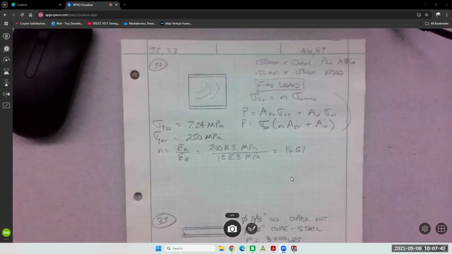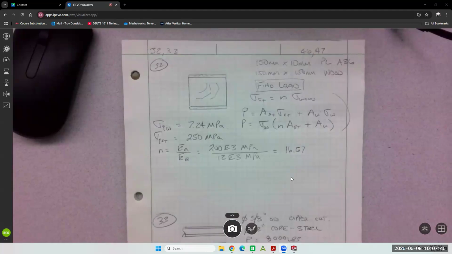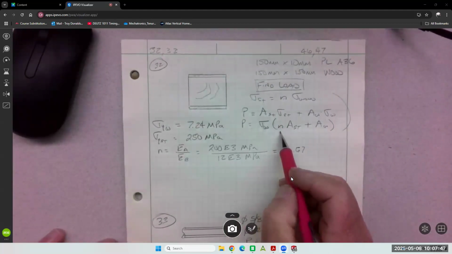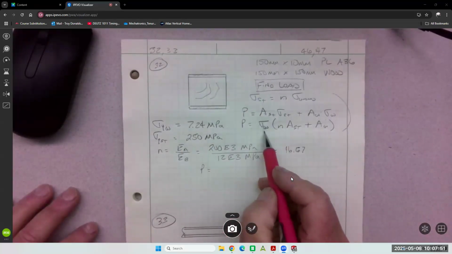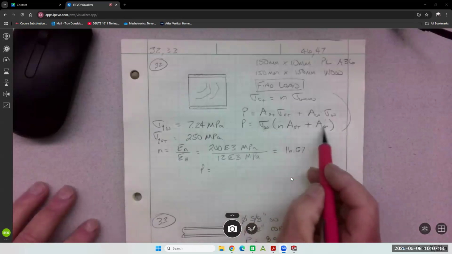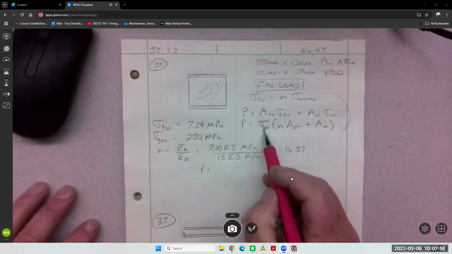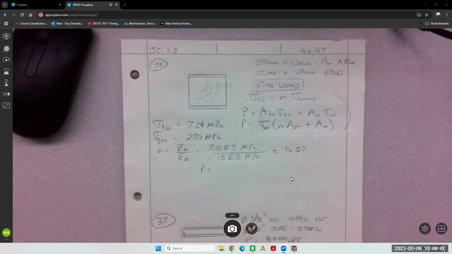Everyone see where I'm getting that? Good. So that's this modular ratio. Now we should be able to take P, and what do we put in here? Because areas we can find. What's this? It's the stress of wood, and you put the limit in. So you send the weaker material to the limit.